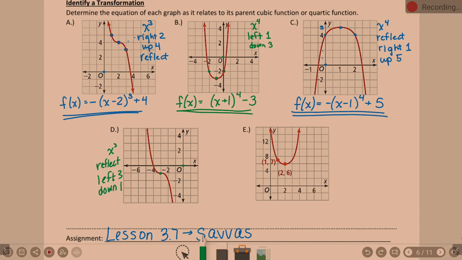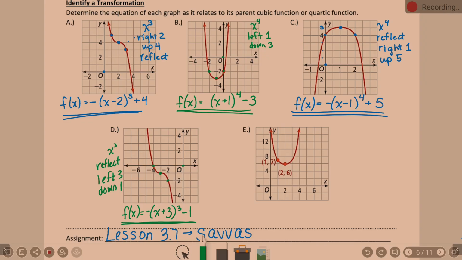Feeling any type of stretch or compression? And it looks like that first set of points are over 1 and then up or down 1, doesn't it? Okay, write yourself an equation. F of x equals, and you can write this in whatever order you want, but I'm just trying to give you kind of a process. Left 3, I'm going to do x plus 3 raised to the power of 3. Down 1 is minus 1, and a reflect means there is a negative out front.